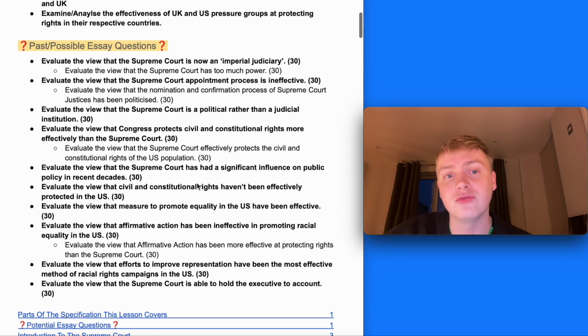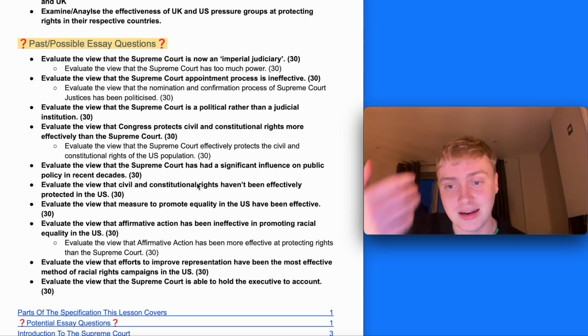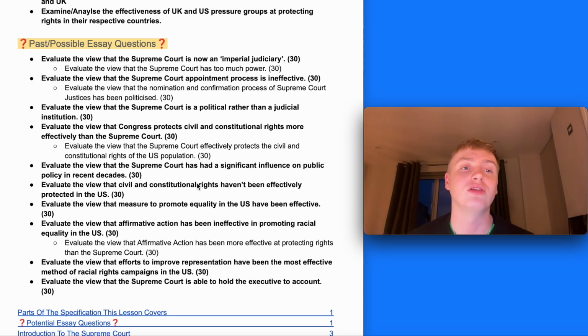And it will also be really useful for a lot of these 30 markers on the Supreme Court. There's not going to be one 30 marker that's just about this video, but it will be really necessary to bring in, in particular, judicial review and its role in terms of independence into a lot of these questions about whether there's an imperial judiciary, whether it's a political or a judicial institution, and the extent of the power of the Supreme Court.